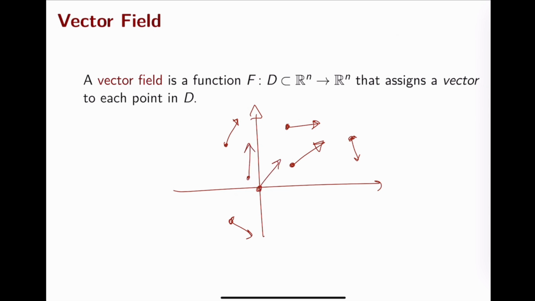So the evaluation of the vector field at this point will be, for instance, this vector. At this point, for instance, this vector. At this point, for instance, this vector. So at each point of the space, we associate a vector. And this space can be R2, R3, any Rn.